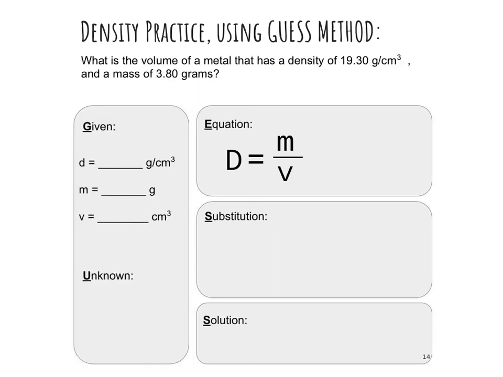All right, now we got one last question. It asks for the volume of a metal that has a density of 19.30 grams per centimeter cubed and a mass of 3.80 grams. So we're going to go through, find our givens. The first given is a density of 19.3 grams per centimeter cubed. So I'm going to go ahead and write that in the givens. Sorry, it should still be a capital D.